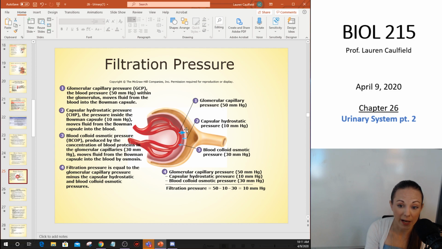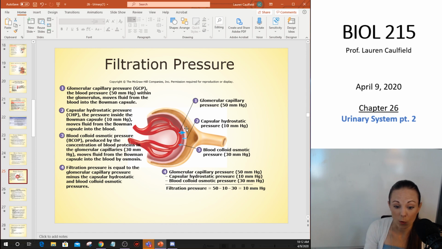Okay? If we don't have a high enough glomerular capillary pressure, we won't be able to override these two pressures, and we won't be able to form a filtrate. Okay? So I want you to think about that in terms of blood pressure. If someone has a very low blood pressure, what is that going to do in terms of filtration production? Well, if you don't have a very high blood pressure, how can you force that fluid out? Okay? Because the pressure in the rest of our body is also going to affect the pressure in our glomerulus.